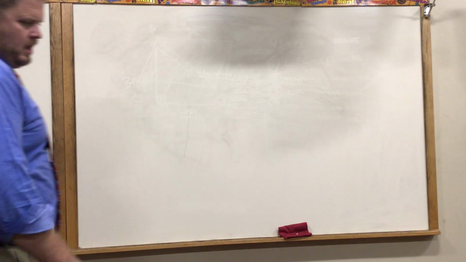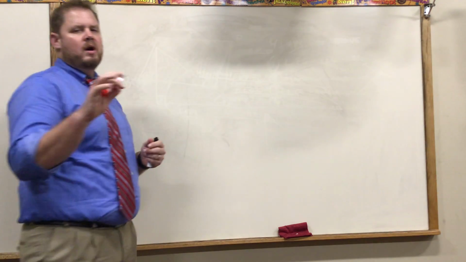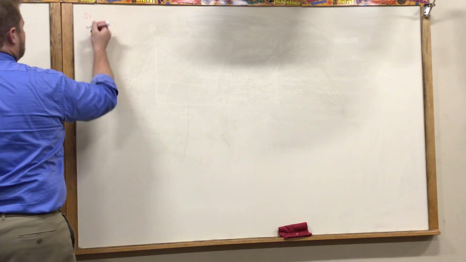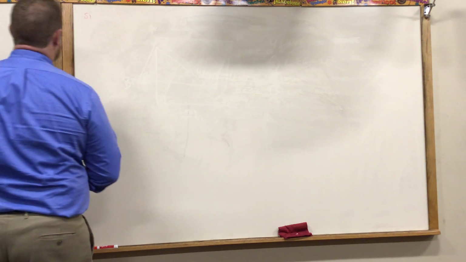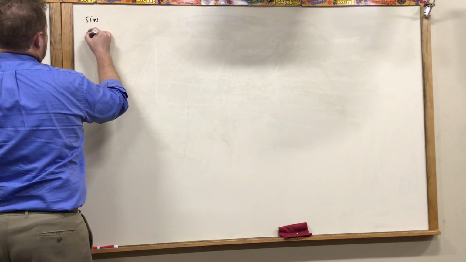We're going to talk about 4.5, graphing other trigonometric functions. What have we talked about so far? We've talked about graphing a sine wave and a cosine wave.